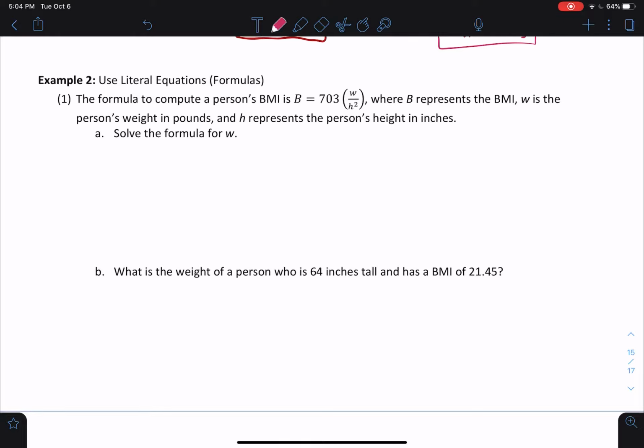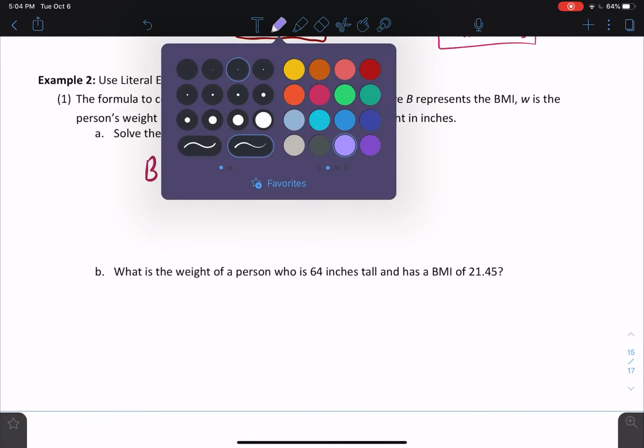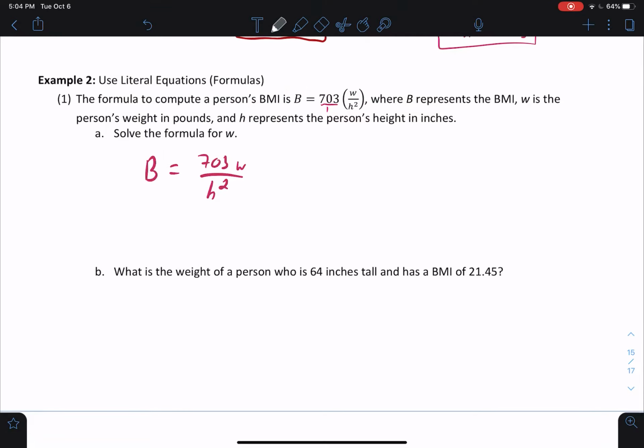So I'll get B equals 703 W divided by H squared. I'm going to simplify this a little bit. I'm just going to multiply. Remember, you can put 703 over 1, and I'm just going to multiply those two parts together. So I have 703W on top in the numerator, all over H squared in the denominator. Our end goal is to get the W by itself.